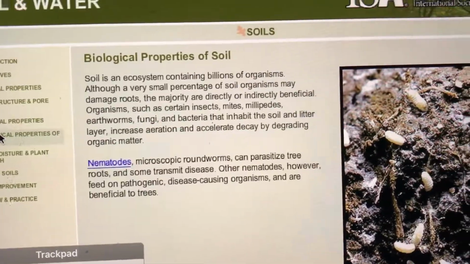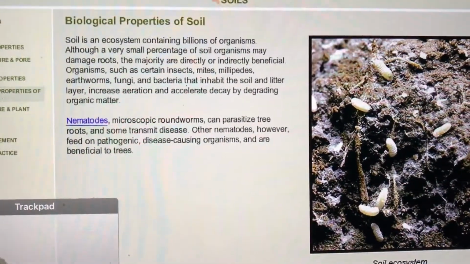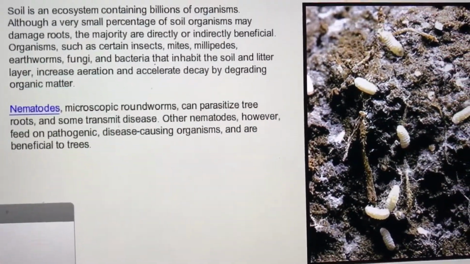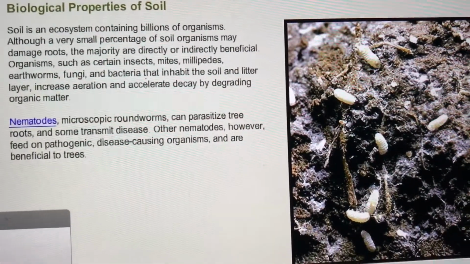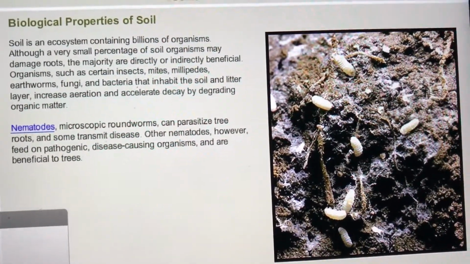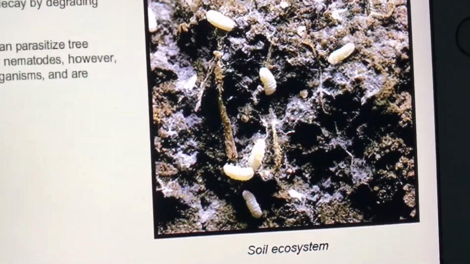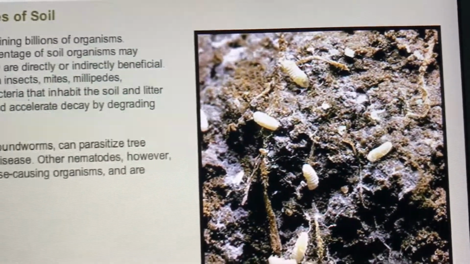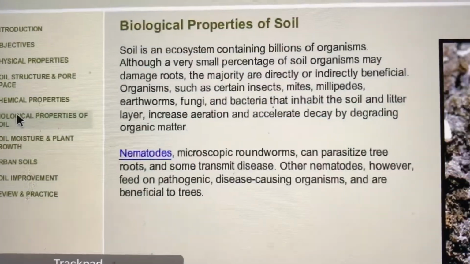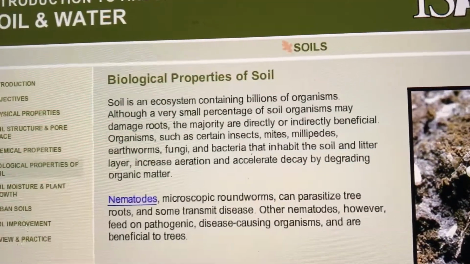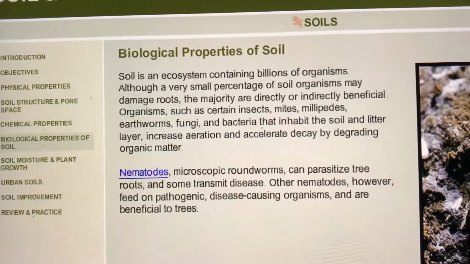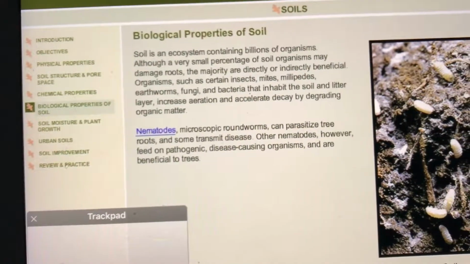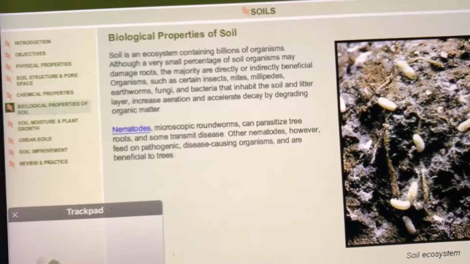Soil is an ecosystem containing billions of organisms. Although a very small percentage of soil organisms may damage roots, the majority are directly or indirectly beneficial. Organisms such as certain insects, mites, millipedes, earthworms, fungi, and bacteria that inhabit the soil and litter layer increase aeration and accelerate decay by degrading organic matter. Nematodes, microscopic roundworms, can parasitize tree roots, and some transmit disease. Other nematodes, however, feed on pathogenic, disease-causing organisms and are beneficial to trees.